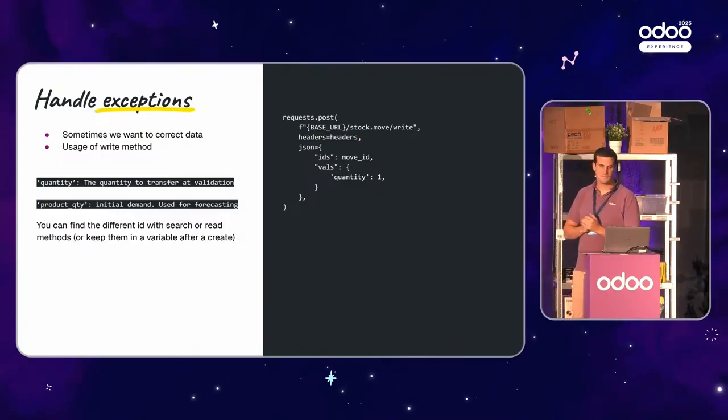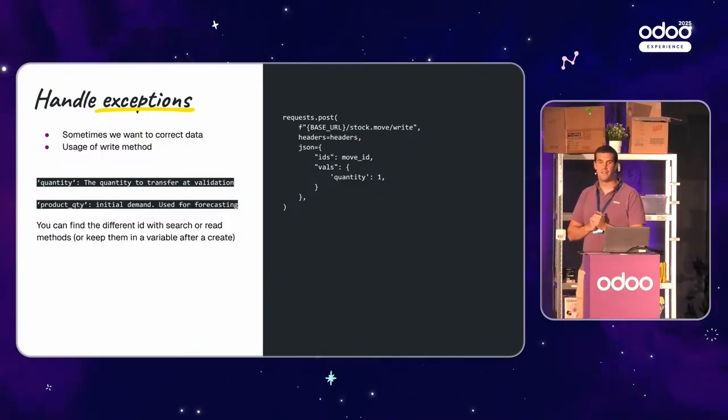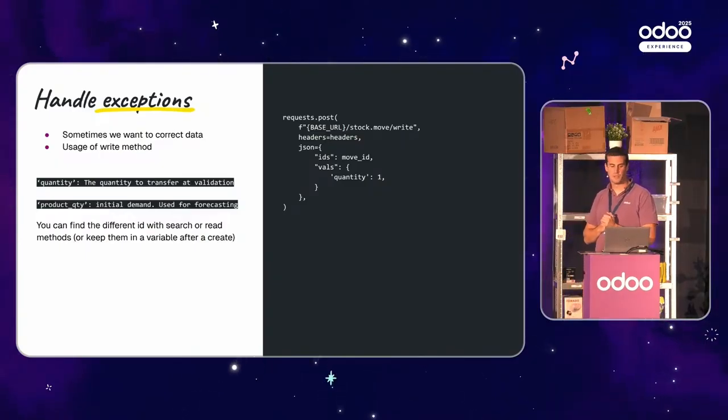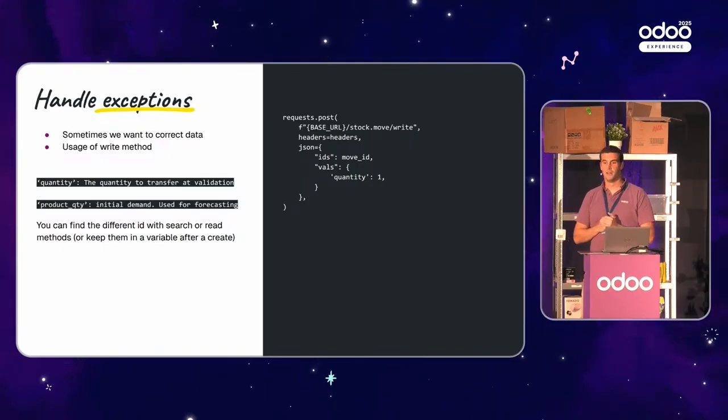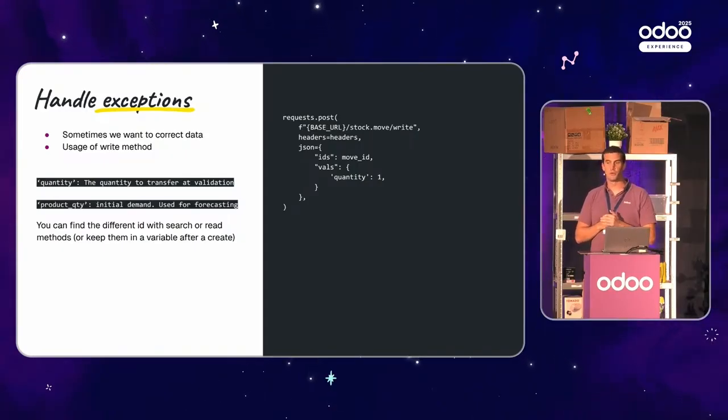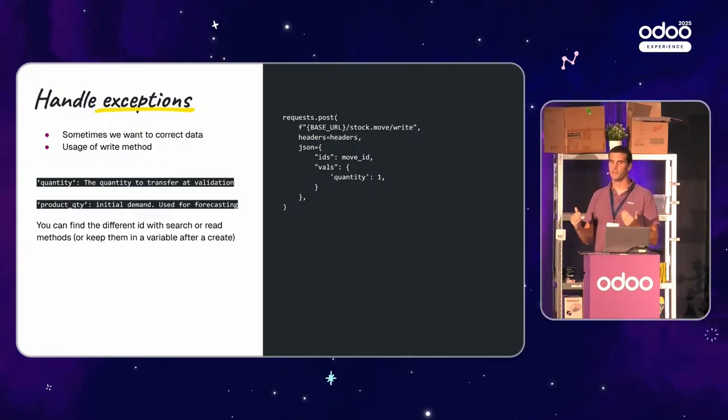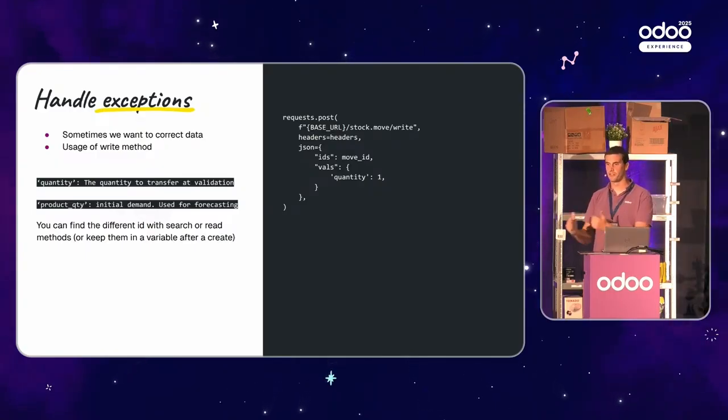On the stock move, there are 2 fields. There is the product quantity, which is the initial demand. It's used for forecasting, but you also have the quantity field, and the quantity field means the real quantity that I'm processing right now.